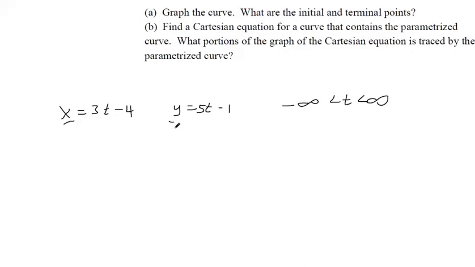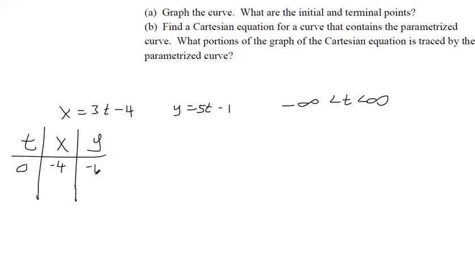So x and y don't talk to each other directly. They only talk through a third variable, a parameter t. Okay, so to figure out what a sketch of the graph could look like, we can make a quick table. Plug in 0 for t, then we get 3 times 0 is 0, 0 minus 4, we get negative 4 for x, we get negative 1 for y.